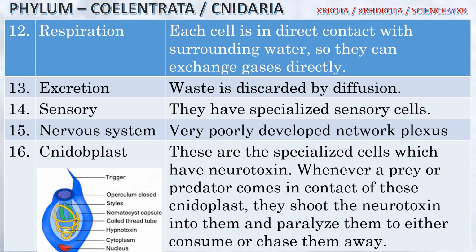Next is the cnidoblast. This is the cnidoblast, and because of it they got their name, Cnidaria. This is a special type of cell in which the neurotoxin is filled, and it has a folded tube in it. No sooner does any prey or predator come close to it, this is the trigger. No sooner does anything touch it, the tube will shoot out and inject the neurotoxin.